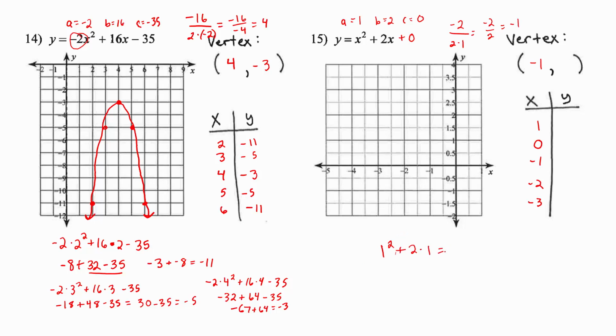1 squared is 1 plus 2 times 1, which is 2. So at 1, I should be at 3. 0 should give me 0 plus 0, which is 0. And -1 is 1 minus 2, which is -1. So my vertex is (-1, -1). It should be opening up. I have (0, 0), (-2, 0), and then (1, 3) and (-3, 3).